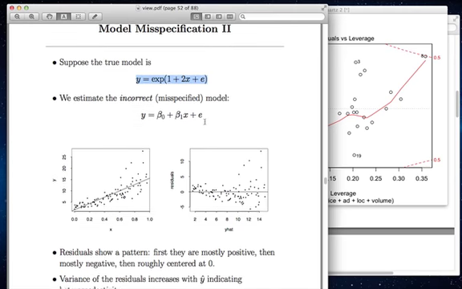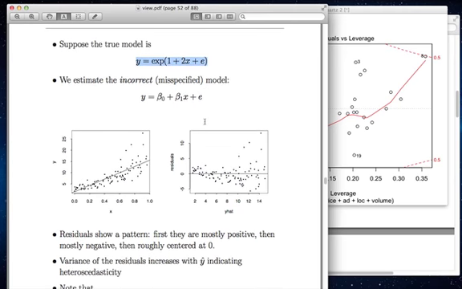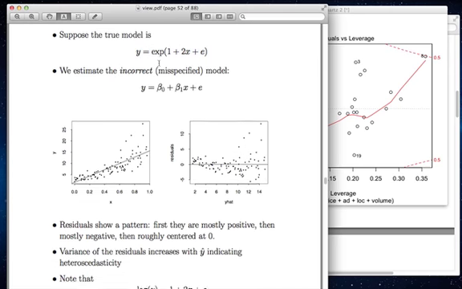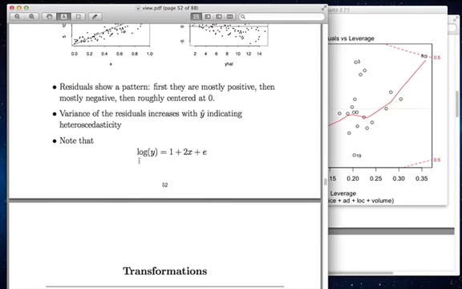Now, notice that if we were to log both sides, if I took the log of y and the log of the right-hand side, I end up with a simple linear regression.